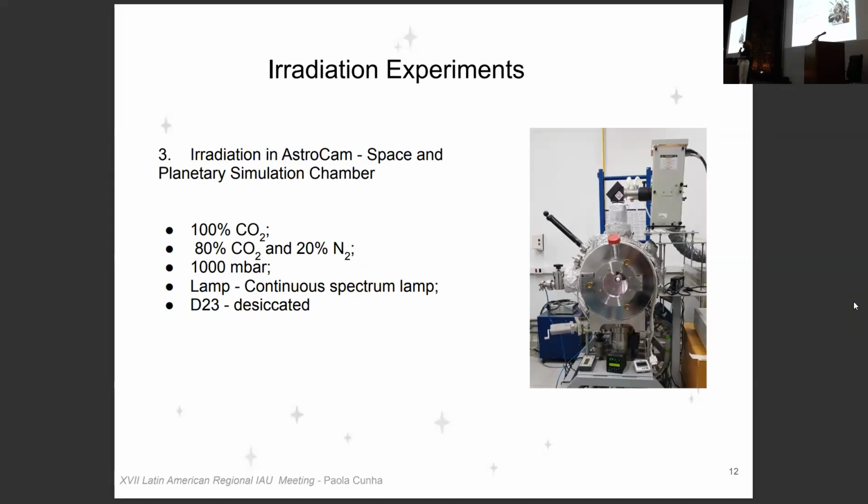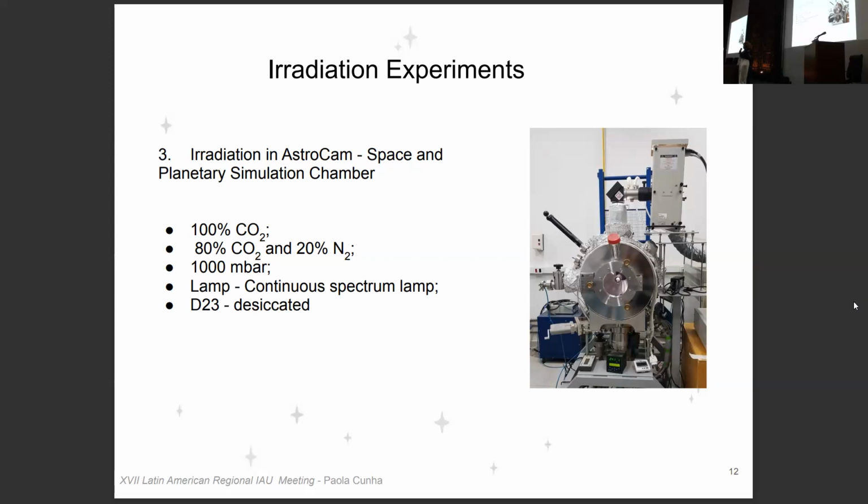And third, we perform experiments in Astrocam, which is a space and planetary simulation chamber, where you can change the gas composition, temperature, pressure, and so on. We use two interesting gas compositions for astrobiology because we don't know the Proxima b atmosphere yet. We use 100% CO2, which is close to the Mars atmosphere, that is 95% CO2. And also we use a possible composition for the primitive Earth, 8% CO2 and 20% NO2.